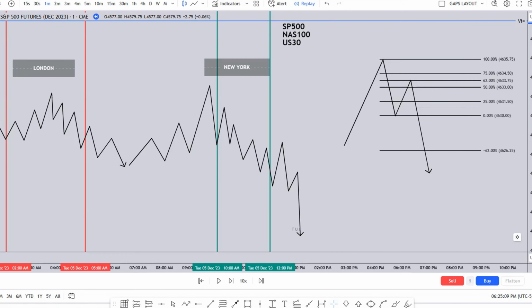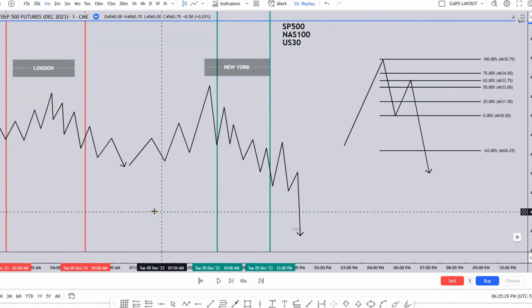All right, so we're going to be mainly using this scalping strategy on the indexes, or you can use it in the futures market. So S&P 500, the NAS 100, or US 30, also known as ES, NQ, and YM.